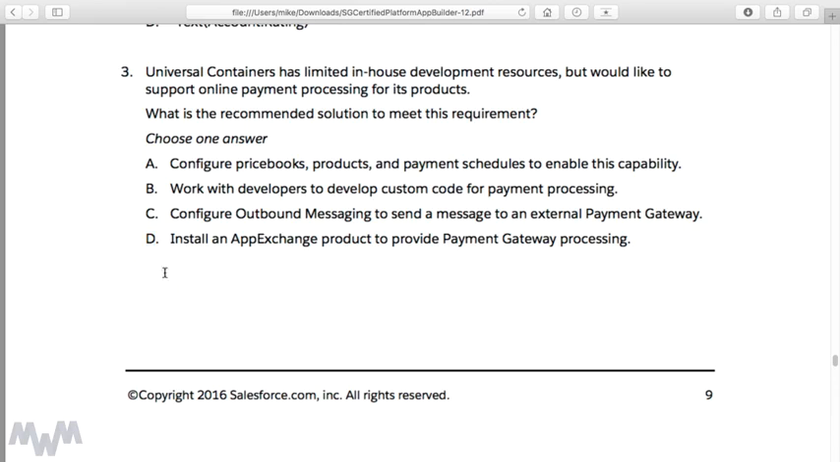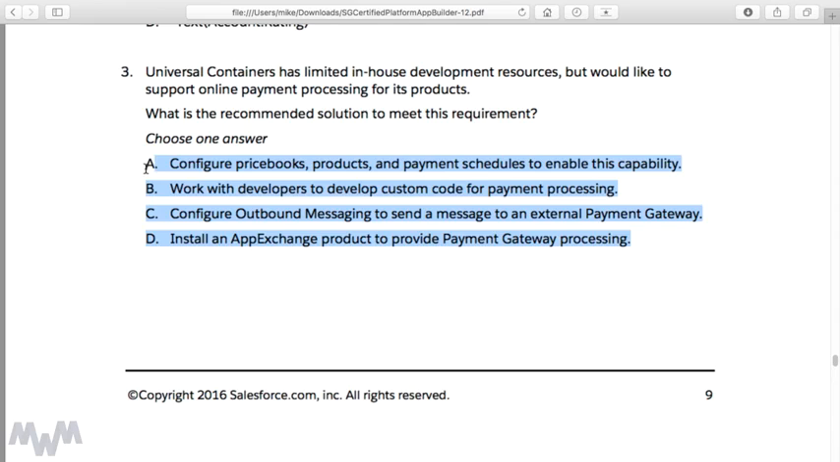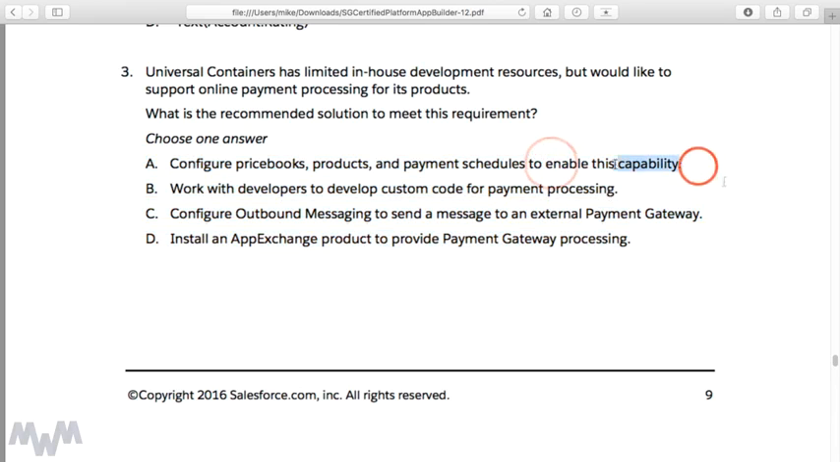And so really, as I think about these answers, all of them are feasibly correct. You could, if you so chose, configure price books, products, and payment schedules, and you would get well on your way towards providing online payment processing and supporting that for Universal Containers. You could as well then, for the programmatic side of things, for processing payments, work with developers to develop custom code for this payment processing.